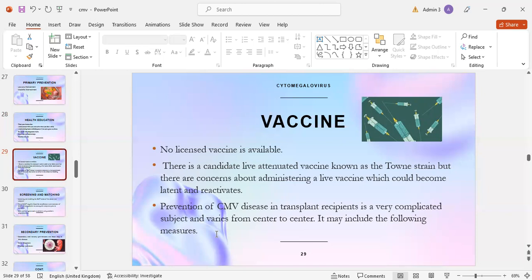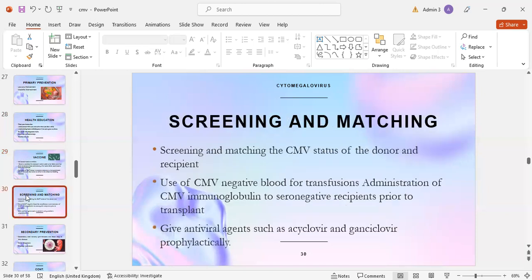Prevention of cytomegalovirus disease in transplant recipients is a very complicated subject and varies from center to center. It may include the following measures: screening and matching the cytomegalovirus status of the donor and recipient, use of cytomegalovirus negative blood for transfusion, administration of cytomegalovirus immunoglobulins to seronegative recipients prior to transplant, and giving antiviral agents such as acyclovir and ganciclovir prophylactically.